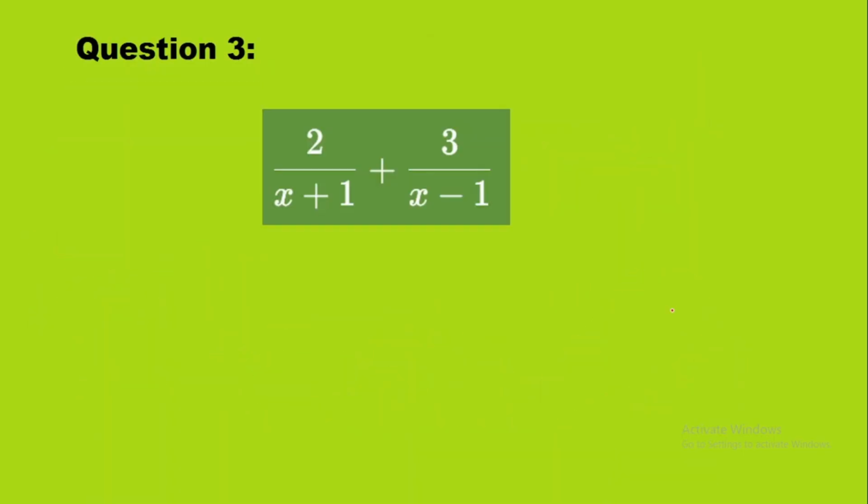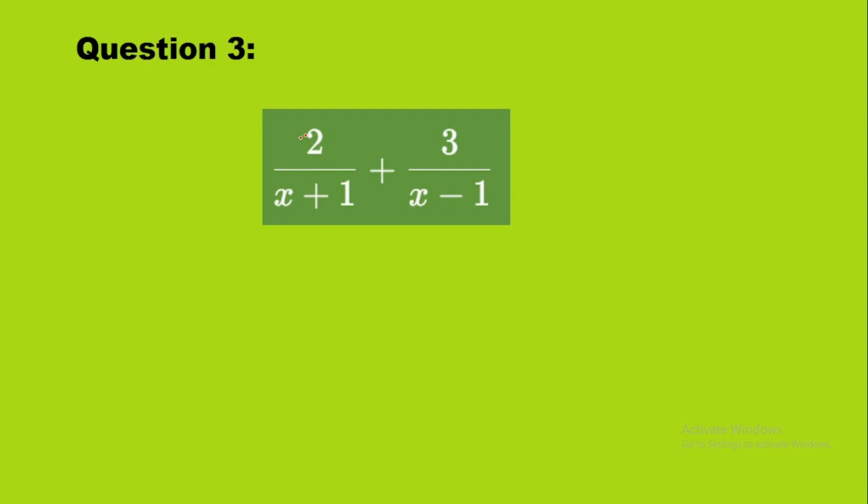So I'm going back to this question right here. If you look, these two denominators are not the same. They are not the same. And because they are not the same, we are going to apply that same method. We're going to multiply each of these fractions by the denominator of the opposite fraction.